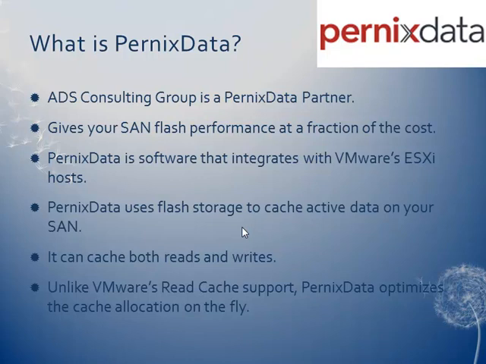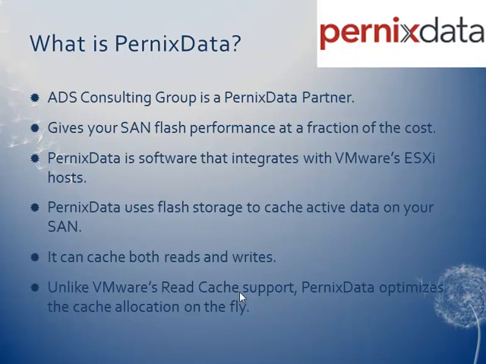Essentially, the way this is architected, we're using the Intel PCIe flash cards, so we have approximately 3 terabytes of cache on our cloud infrastructure. And one of the advantages of Pernixdata is that it actually caches both reads and writes. And unlike VMware's read cache support, it optimizes itself on the fly.